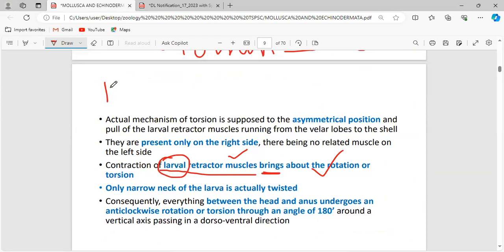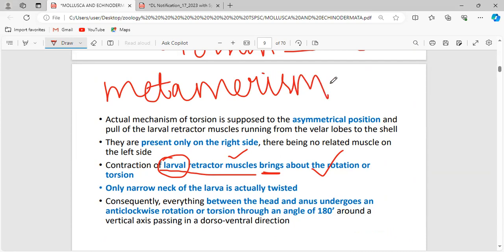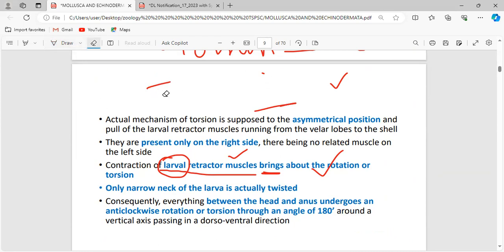Metamerism means a segment. Okay, there is no connection between this term and this particular topic, right? But anyhow, metamerism is a segment. Clear?